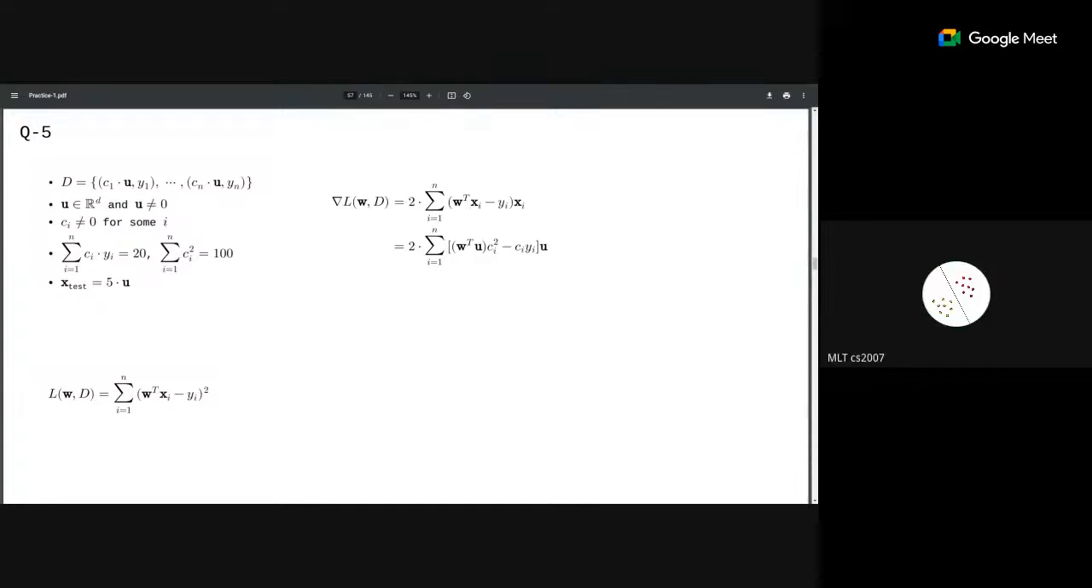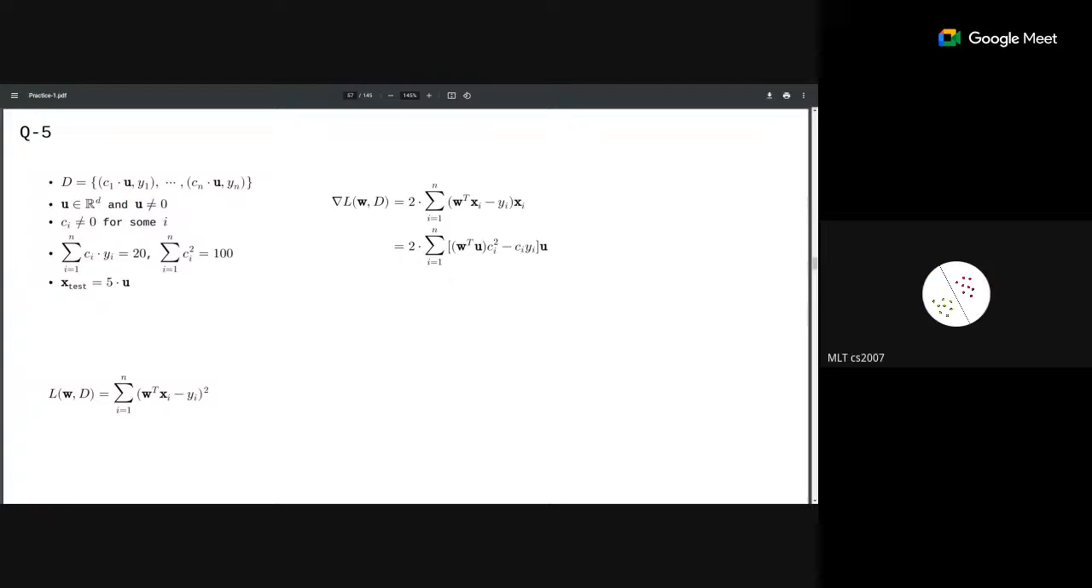Ci is a scalar, so I'm putting it outside. So it becomes W transpose U into Ci. Now Xi is what? Again Ci times U. So I am bringing that Ci into the bracket. So it becomes W transpose U Ci square. Did everyone get this part?